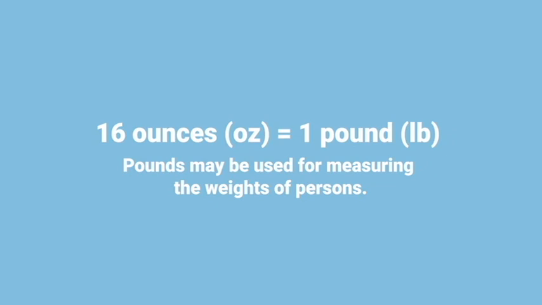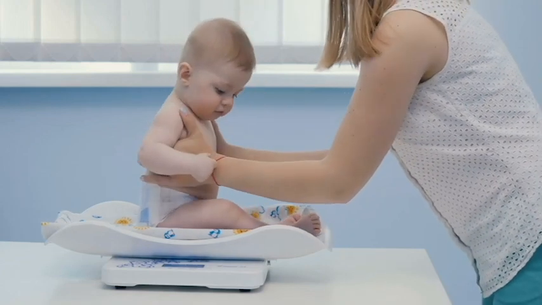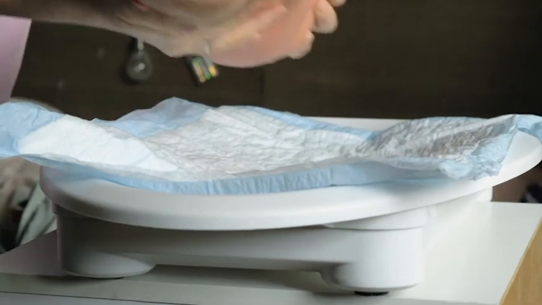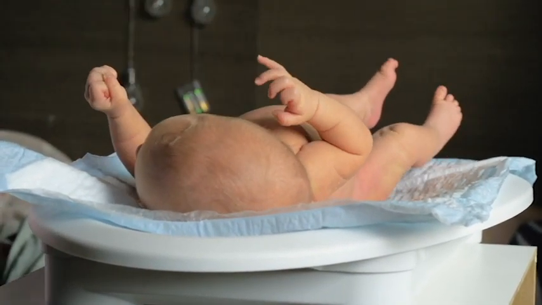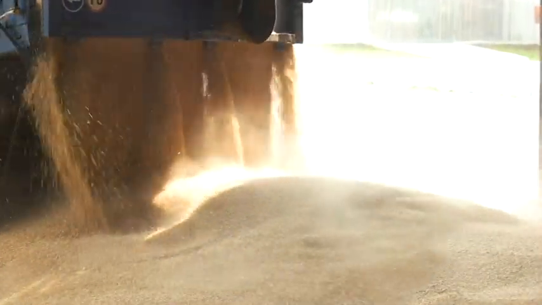Pounds may be used for measuring the weights of persons. You may have noticed that when babies are weighed, pounds and ounces are used. This is to make sure that the weight recorded is more accurate. There are 2,000 pounds in 1 US ton. Can you begin to imagine how heavy 2,000 pounds are? That makes a US ton a very large quantity.